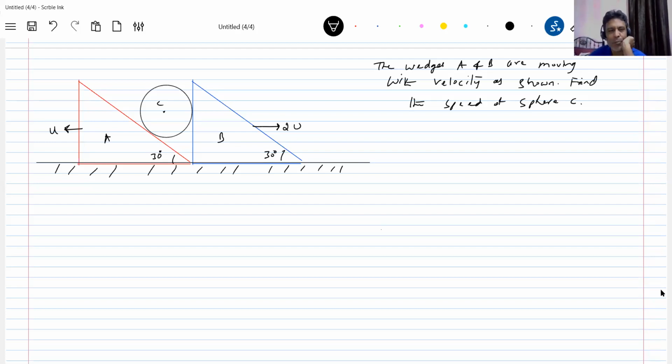Let's see again how you manage this question. The wedges A and B are moved with a constant velocity, so the velocity of the wedges A and B are constant here. So what is the speed of the sphere at that instant, for that particular position, is asking. With constant velocity as shown.